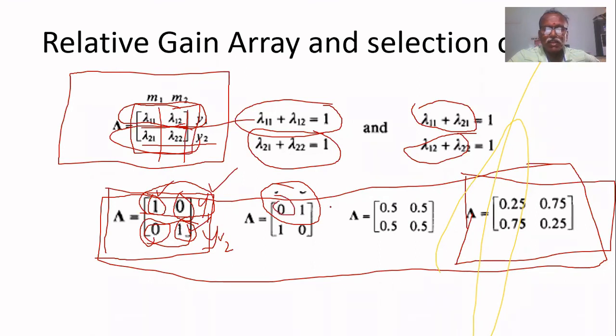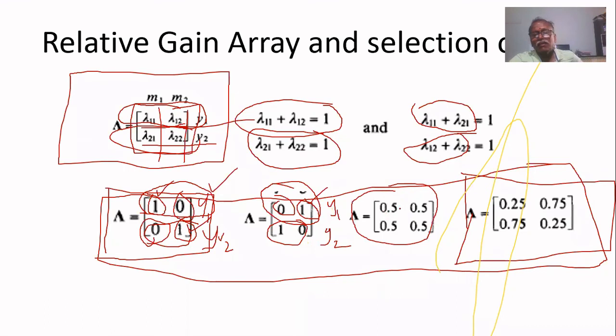Here m1 does not have any control over y1, but m2 has total control over y1. Similarly, here m1 has control over y2, so m2 does not. Therefore, m2 should be used to control y1, and m1 should be used to control y2. Here it is 0.5, 0.5. M1 has a relative gain of 0.5. M2 also has 0.5.